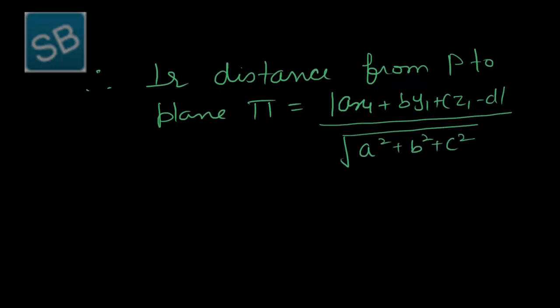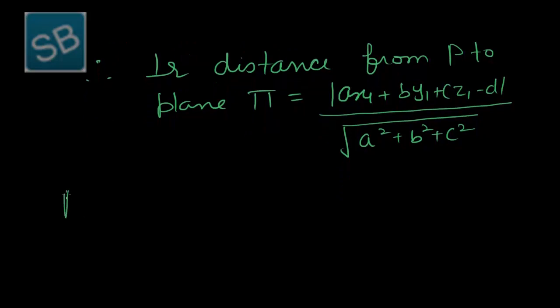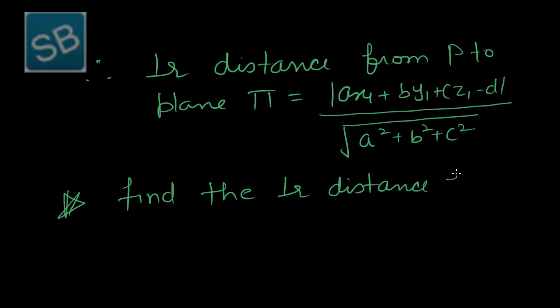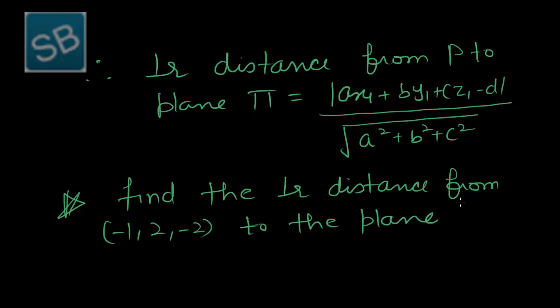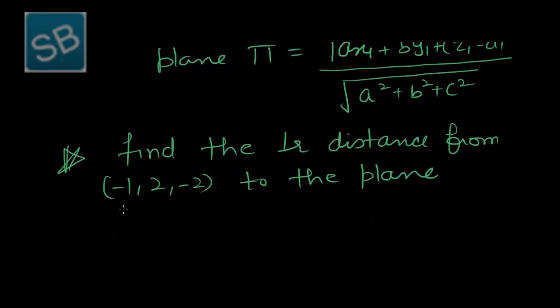Now we will do a problem based on this. The problem is: find the perpendicular distance from the point (-1, 2, -2) to the plane 3x minus 4y plus 2z plus 44 is equal to 0.